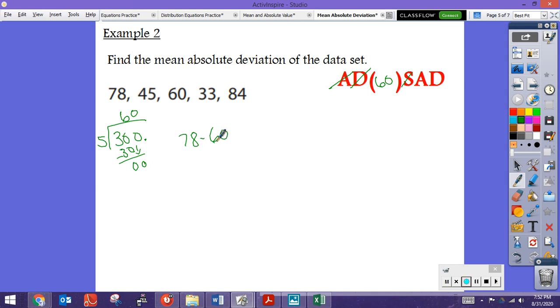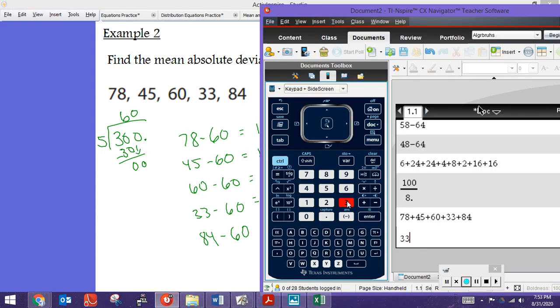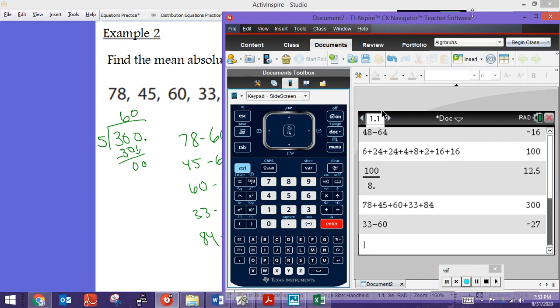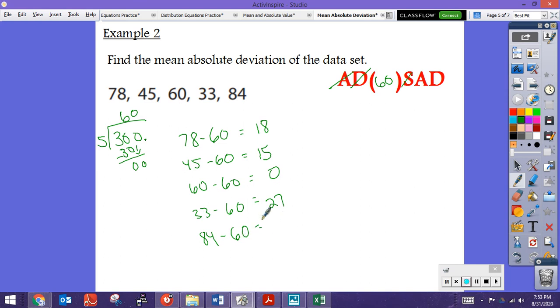I'm going to subtract each of these numbers by 60. So 78 minus 60, 45 minus 60, 60 minus 60, 33 minus 60, and 84 minus 60. Again, taking the absolute value of the answer here, no matter if it's positive or negative. 78 minus 60 is 18. 45 minus 60 would actually be negative 15, but you just take the absolute value, so 15. 60 minus 60 is 0. 33 minus 60 would be negative 27, but you take the absolute value, so it's 27. 84 minus 60 would be 24.